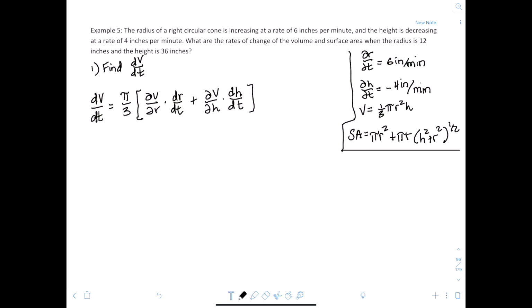Good so far? All right, so here we go. dV/dt will be pi over 3. Now, looking at V and treating r as the variable and everything else as the constant, so h would be a constant, what are we going to have? Beautiful, 2rh. And then we just have our dr/dt, which we know, it's given. And then the first partial of V with respect to h. So now treating r as the constant, we're going to have, beautiful, just r squared. And then we have our dh/dt. And remember, we have that value.